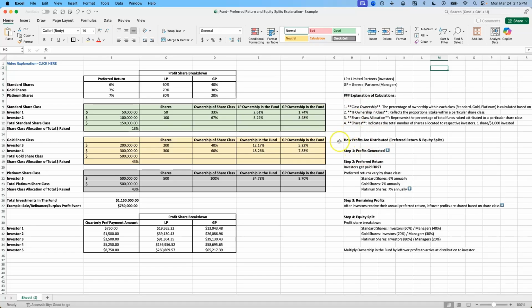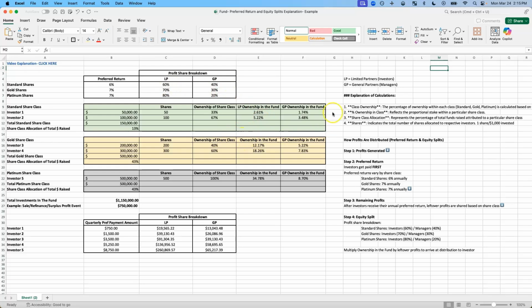follow up with how profits are distributed after the preferred return is paid. So there's 3 different share classes: the standard share class, gold share class, and platinum share class. And you can see the difference of preferred return and LP and GP splits here.